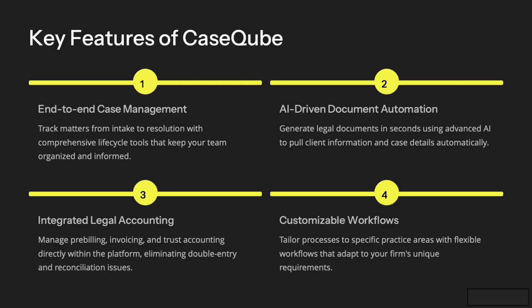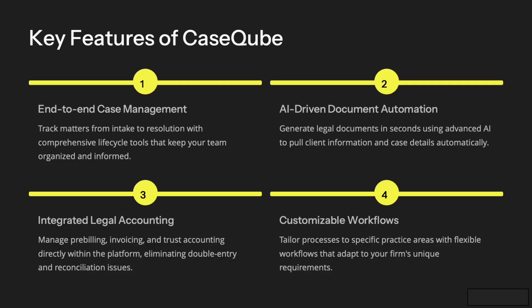Let's talk AI. CaseQube uses AI to automatically extract information from uploaded documents, generate custom documents like demand letters or settlement memos, create AI-driven questionnaires for client intake, score leads, flag conflicts, and recommend next steps. By automating repetitive tasks, your team can focus on strategy, not busy work.